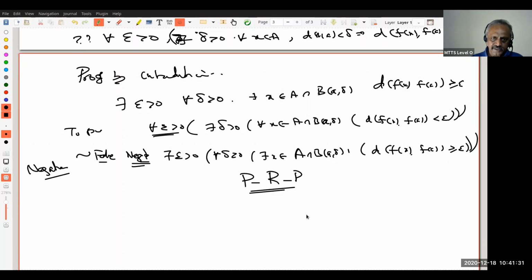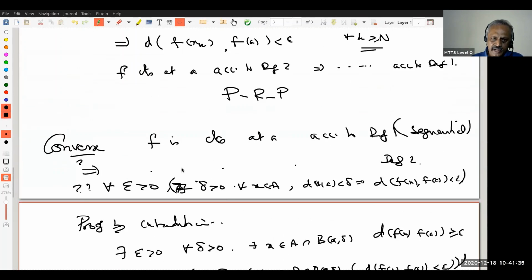Proof by contradiction means I should arrive at a contradiction. So what should I contradict? Now the hypothesis says f is continuous according to definition 1, that means the sequential definition. So if I want to contradict this, I should show f is not continuous according to definition 1. What does that mean?